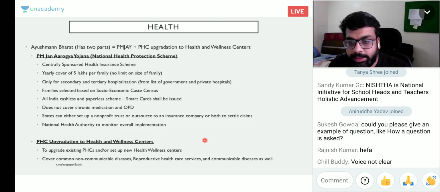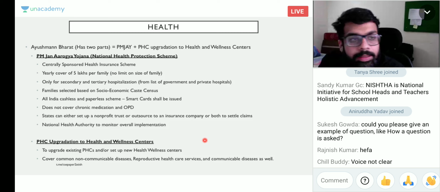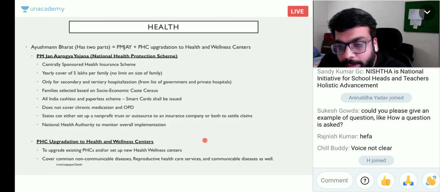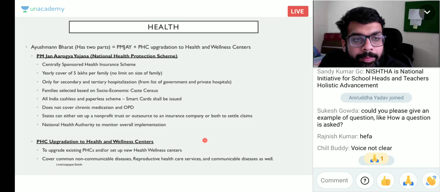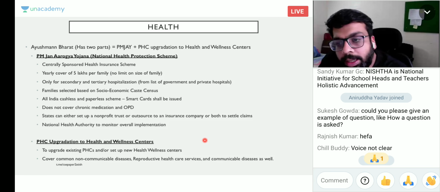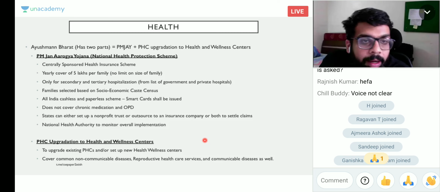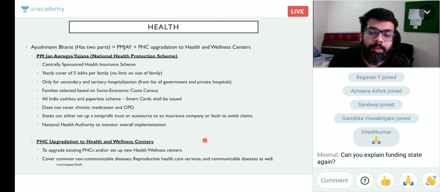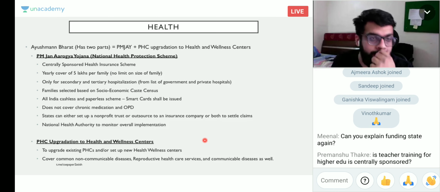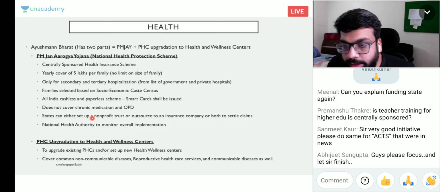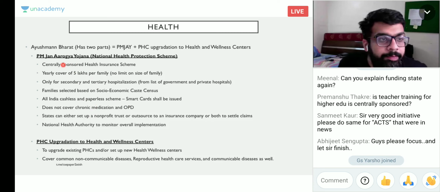Ayushman Bharat. Yes. So Ayushman Bharat is the primary scheme which has been in focus right now. Ayushman Bharat is going to be looking at two parts: the Prime Minister's Jan Arogya Yojana and the primary healthcare centers upgradation to health and wellness centers. Both of them are very, very important, very highly likely to be asked in the prelims. Now, all that we're giving you is all that needs to be done as far as the Jan Arogya Yojana and upgradation is concerned. Now, let's have a look at this first.